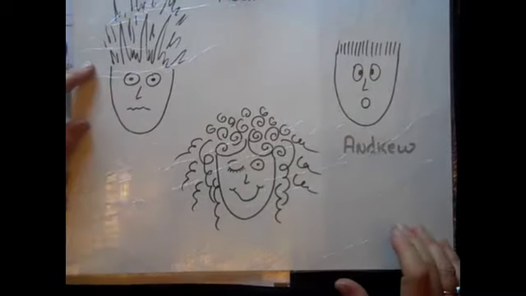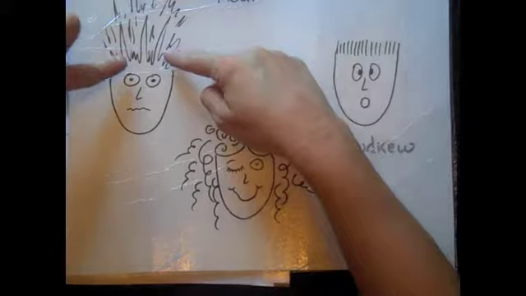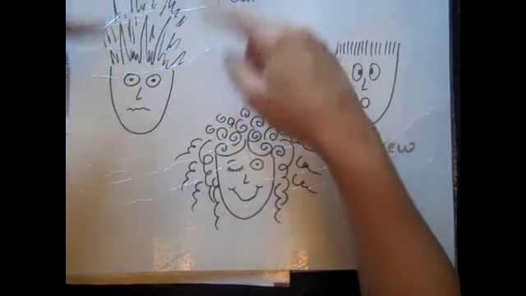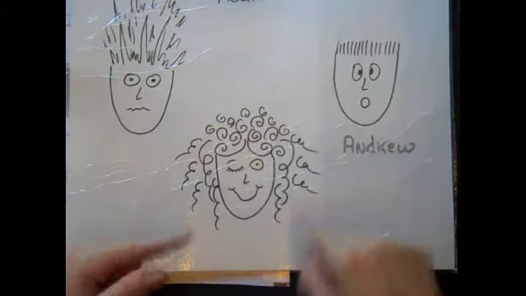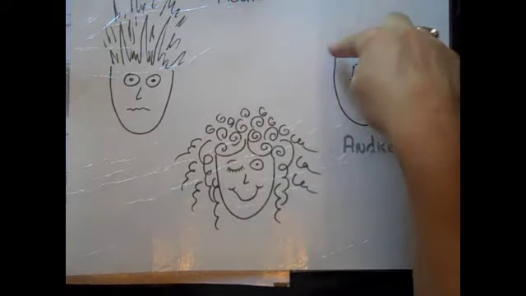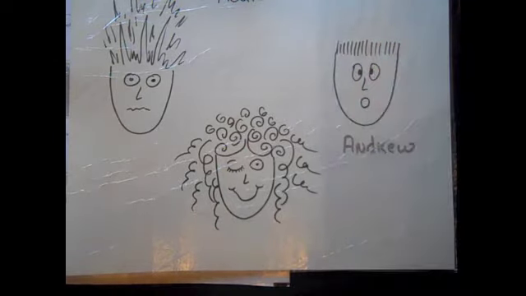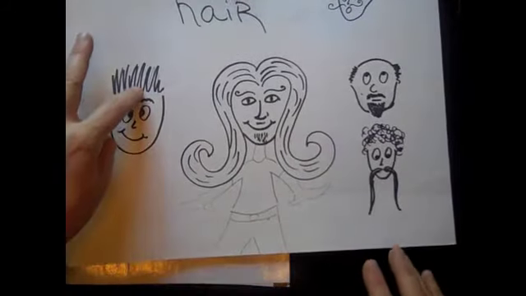Okay, so your examples of hair: we have some spiky hair over here, like this guy's really scared, some curly hair, and I guess this is like when you get the buzz cut. Make sure you include the face. And here we have some more spiky hair.